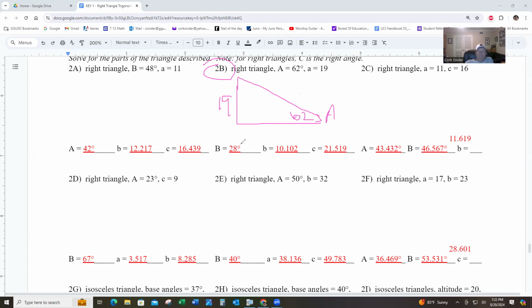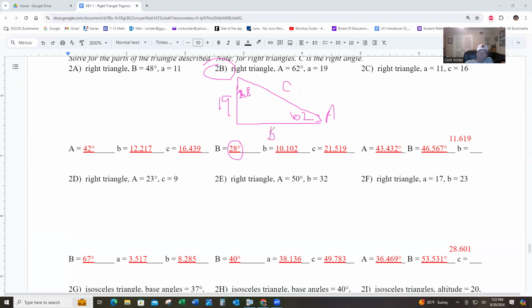Okay. So we do know that this is 28. That's going to be easy to figure out. The reason we know that is we're going to go 90 minus 62, which is 28. No problem. Now we got to get C and we got to get B.